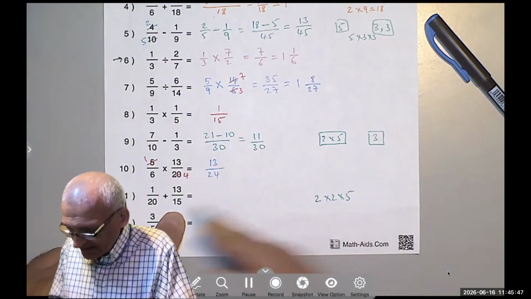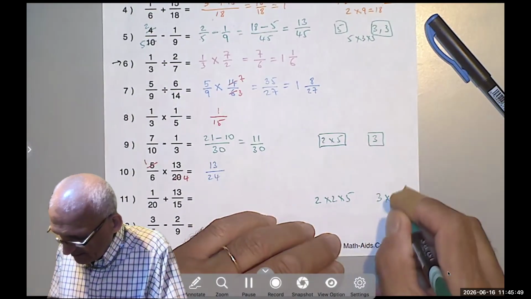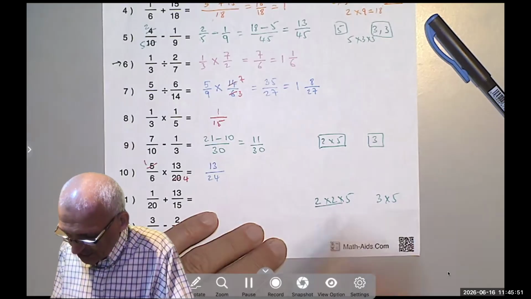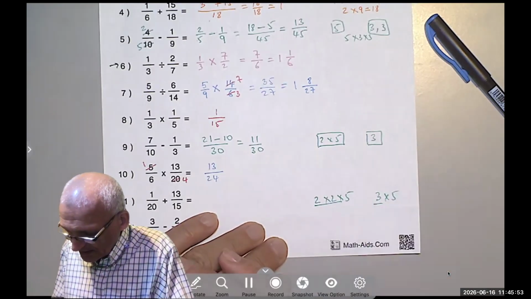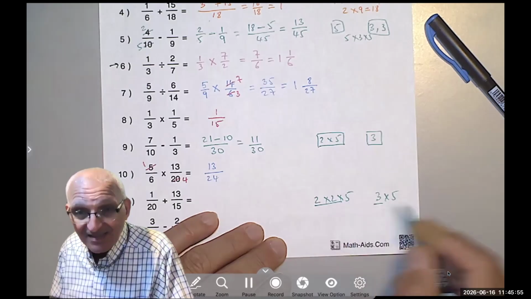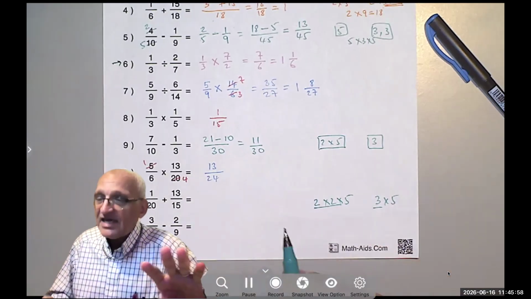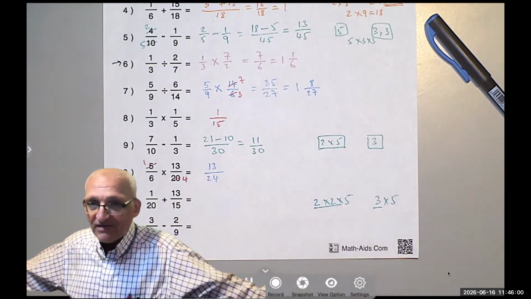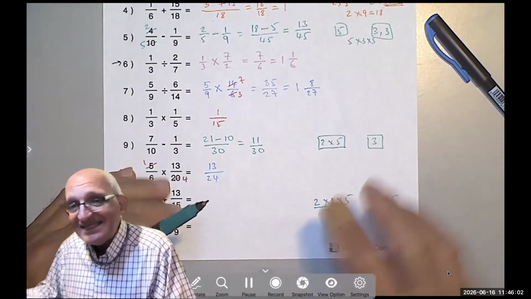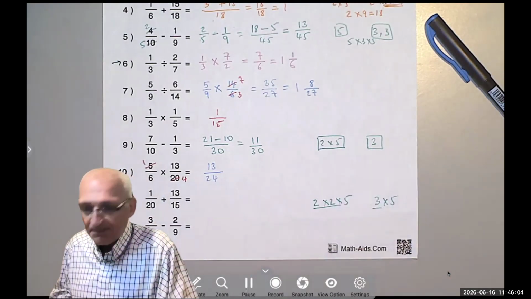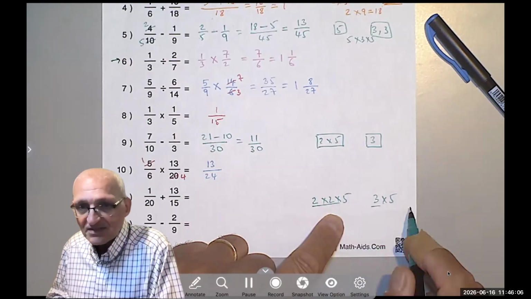The right-hand side is 15. 3 times 5. The 2 appears twice. The 3 appears once. And the 5 appears once. How many times in each fraction does it appear? Only once. Once here and once there.